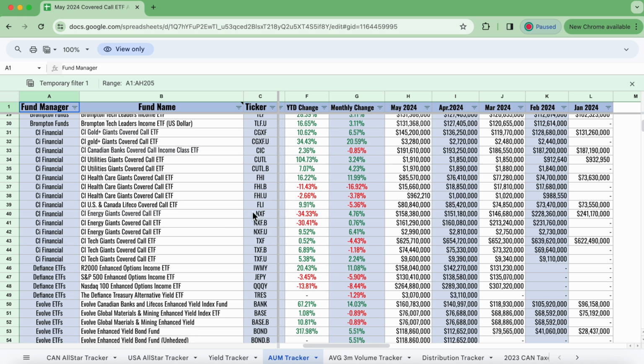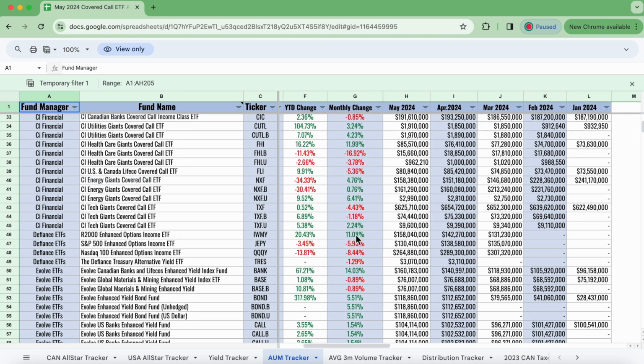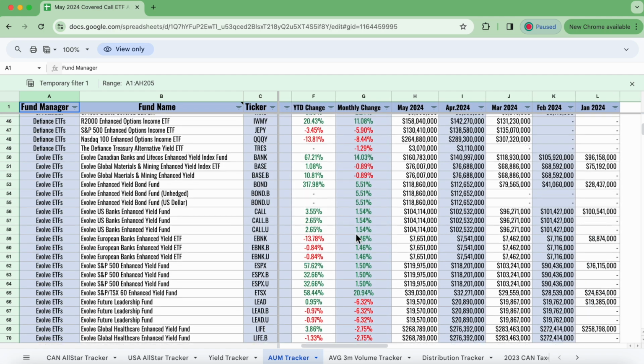NXF has been around for a long time, guys, but just know that there are other energy funds on the Canadian market that are popping up that I would say are more efficient, pay you more often, and are more stable, which is what I'm not a fan of with NXF. So anyway, keep tabs on that, but yikes, down 34%.